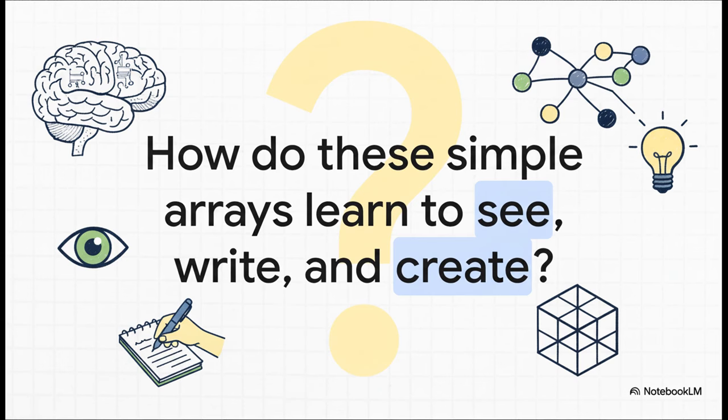So that leaves us with the most incredible question of all, doesn't it? We have these simple arrays of numbers, these tensors. How on earth do we go from that to a system that can look at a picture and see a cat, or a system that can write a poem, or even compose music? That journey from a simple grid of numbers to artificial intelligence, well, that's the whole magic of deep learning.